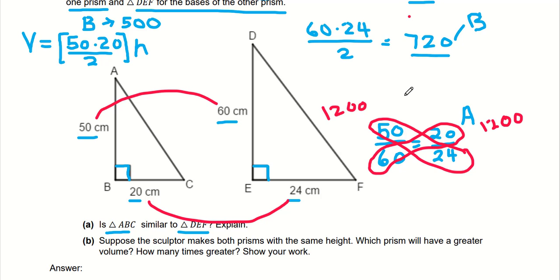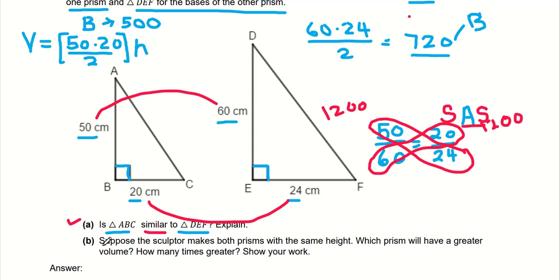So we have a relationship of two sides, an angle, and another pair of sides. The sides are proportional, the angle is congruent, which proves that these triangles are similar.